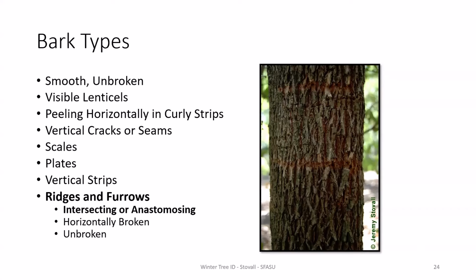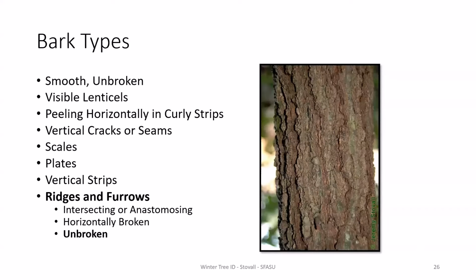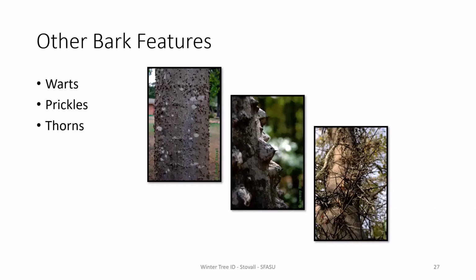This is a chittamwood. It also goes by gum bumelia, and they're really thin ridges. That helps ID on that. The hickories and the ashes are known for this as well. Horizontally broken, like you see on this persimmon, or unbroken, like on this sassafras. And so that's a little bit on bark ID.